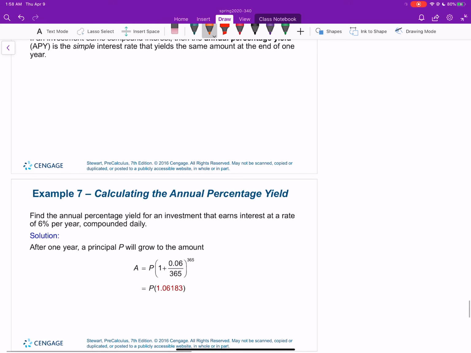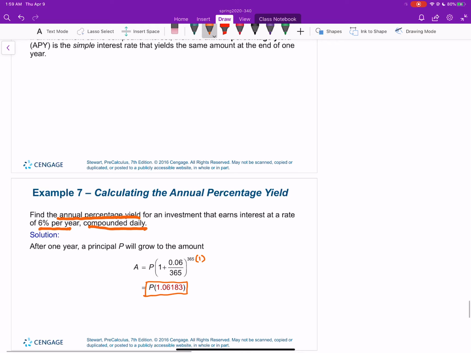Okay, so if you look at the question that they have over here, it says, what is the annual percentage yield for an investment that earns interest at a rate of 6% per year, compounded daily? So remember that this is 1 year. All right. So for 1 year that you're compounding daily, this is the expression that you end up getting. If you do 1 plus 0.06 divided by 365 raised to 365 times 1, you end up with this nice expression over here.